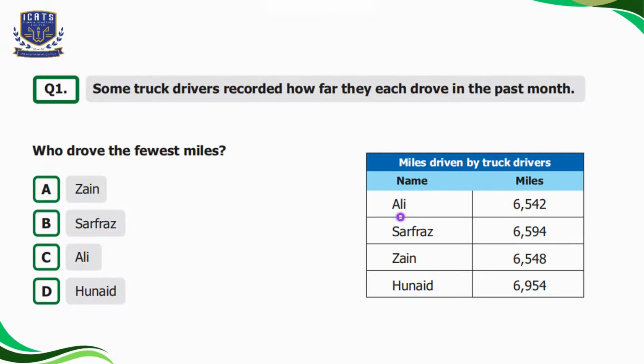So here we can see that Ali has traveled 6,542 miles, Sarfraz has traveled 6,594 miles, Zan has covered the journey of 6,548 miles and Hunad has covered 6,954 miles. As they have asked about the fewest miles, we can see that Ali has traveled the shortest distance, that is 6,542 miles. So we will select option C here.